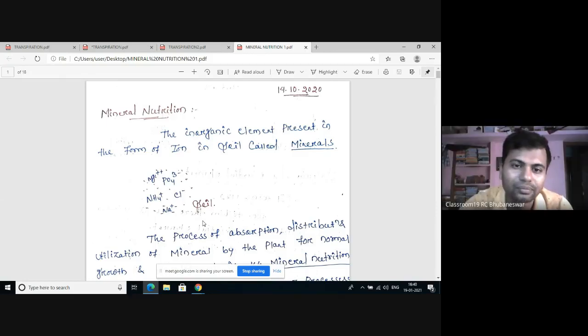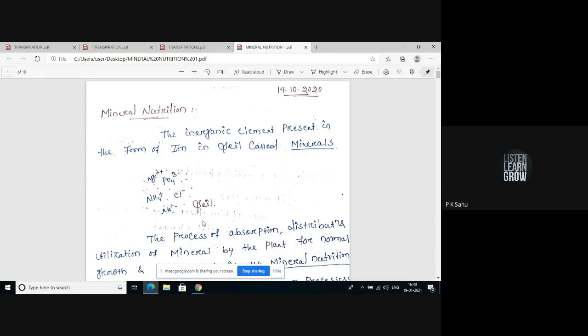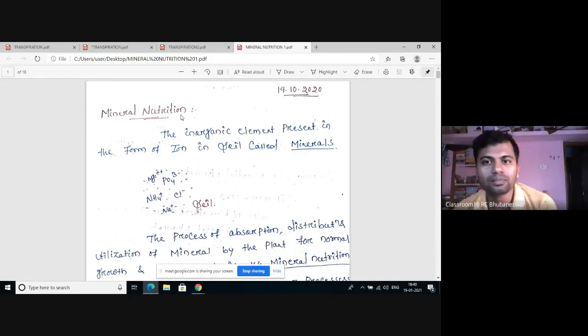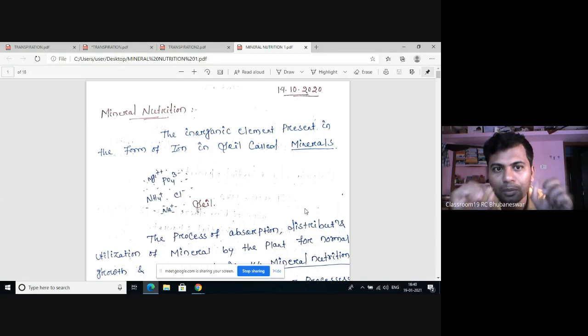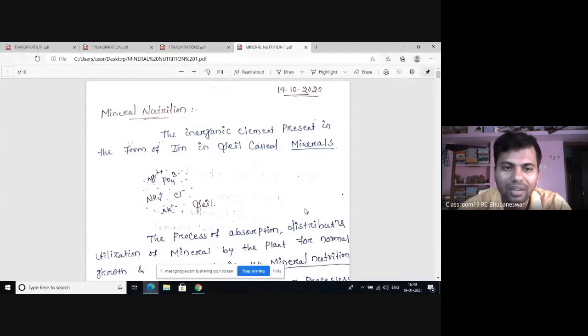Any doubt again? No. Next, come to our mineral nutrition. Before discussing mineral nutrition, first we discuss what minerals are. Mineral means the inorganic element present in the form of ions in soil. Suppose you take the examples of magnesium, phosphate, ammonium, chlorine, sodium. All these are inorganic because they do not have carbon. So inorganic ions present in the soil in ionic form are known as minerals.